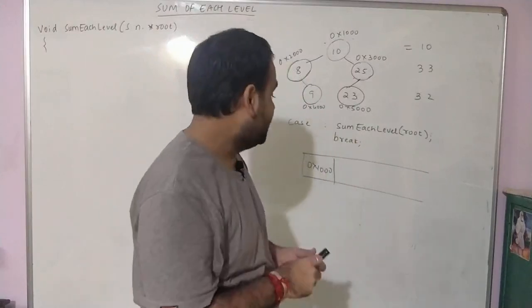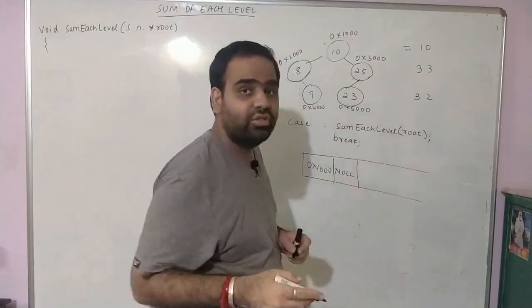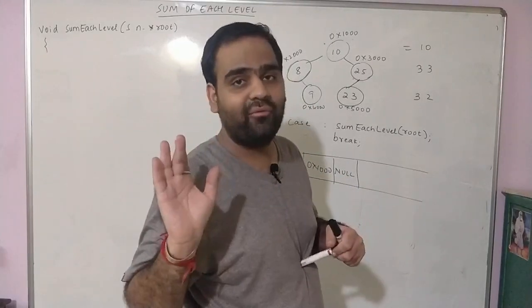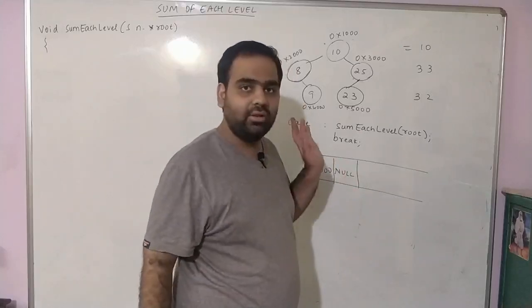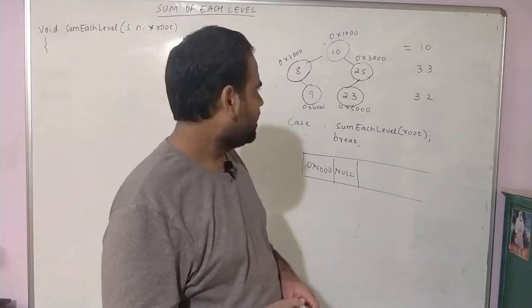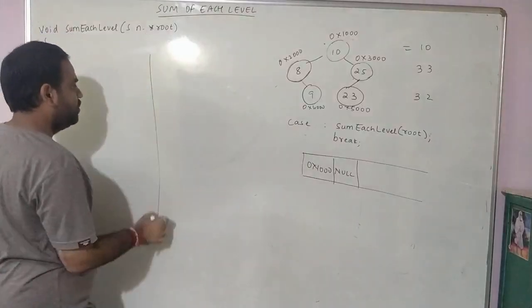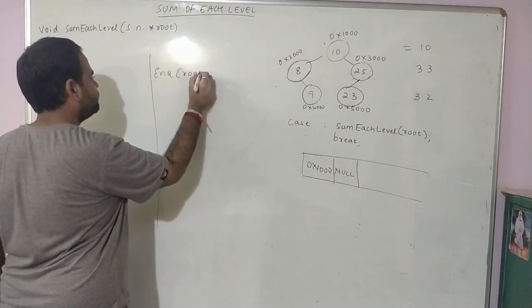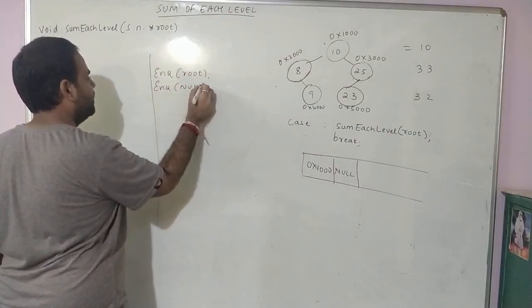Now, why do we enqueue null as soon as we enqueue the root? Because we know that root is at level 0. At level 0, we have a maximum of 1 node, that we are sure. Therefore, we enqueue the root and we enqueue the null. That null marks the end of the level. Now I'm just writing the algorithm to begin with, then I will write the code. What is the first step we are doing? We are enqueuing the root. Next, we are enqueuing what? We are enqueuing the null.